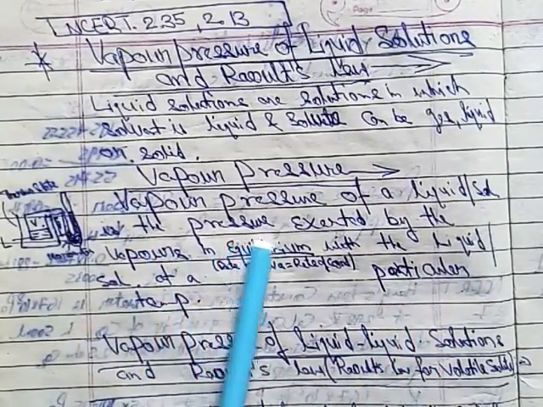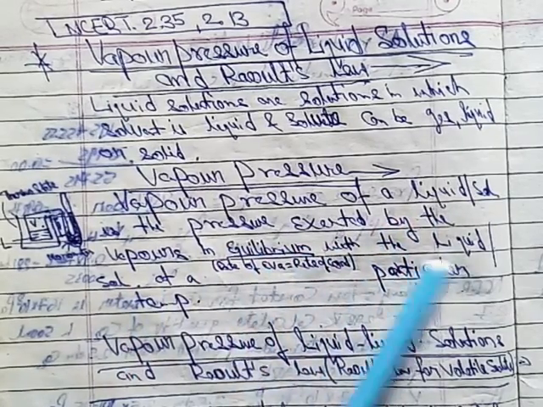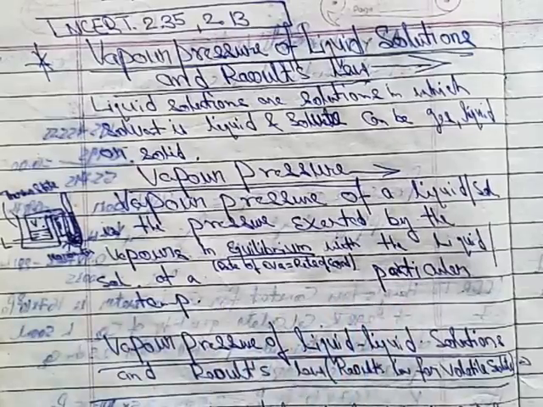So what is the vapor pressure? Vapor pressure of the liquid is the pressure exerted by the vapors in equilibrium with the liquid solution at a particular temperature.